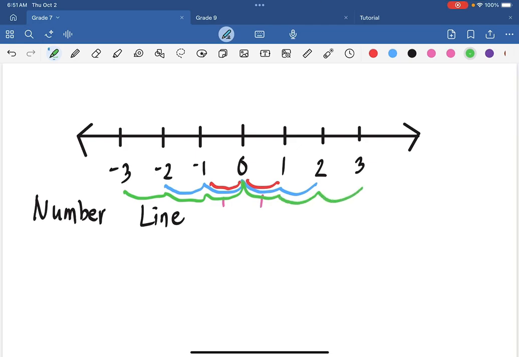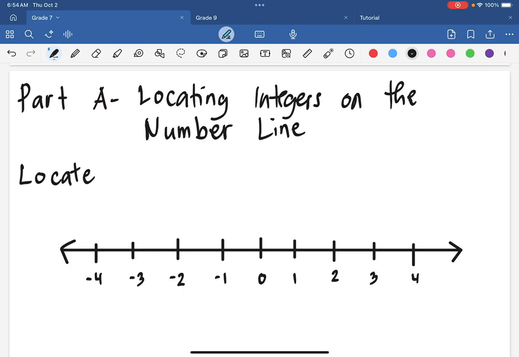Now let's go back to opposites again. If we have negative 1 on the left side of 0, that means we also have a positive 1 on the right side. And since we're done with the key terms and definitions, let's have part A of today's lesson, locating integers on the number line. If you are given locating negative 2, 0, and 3, we could shade them on the number line.